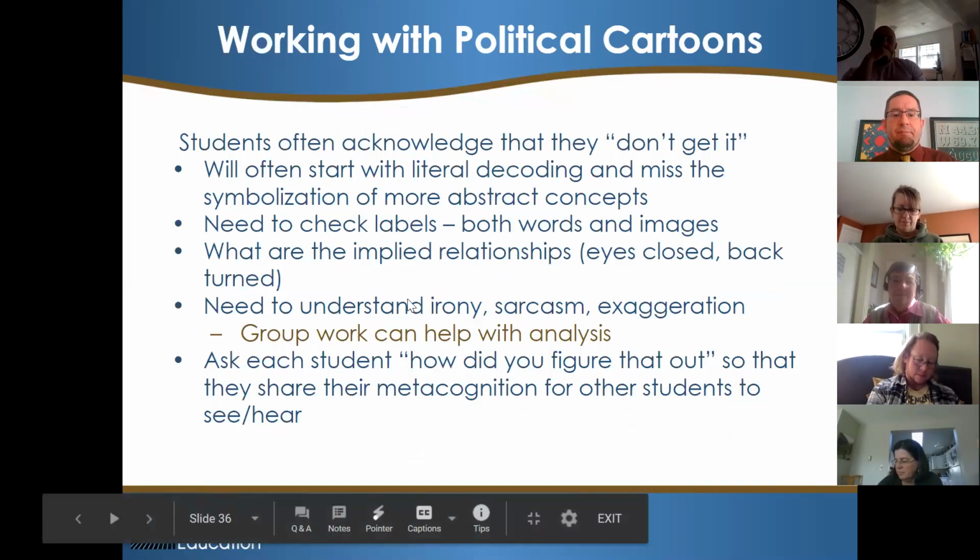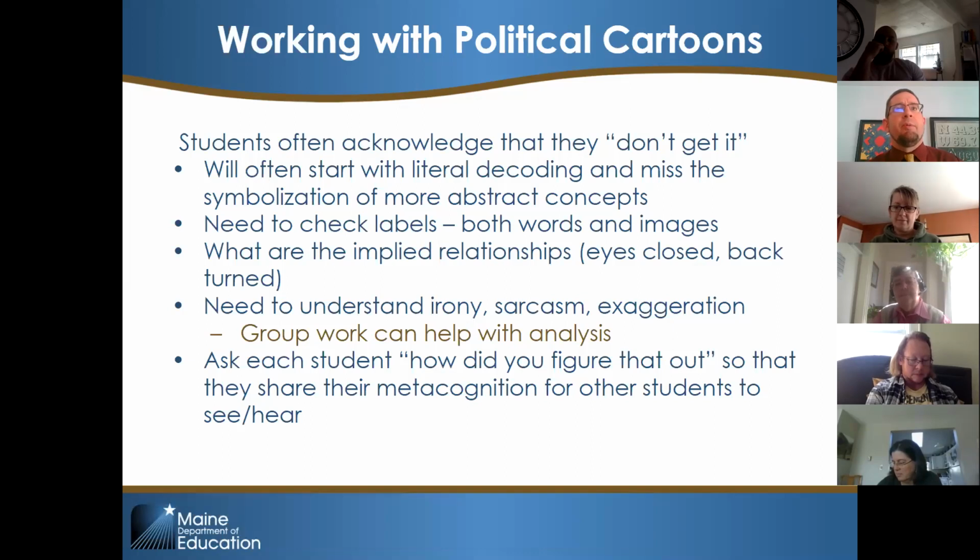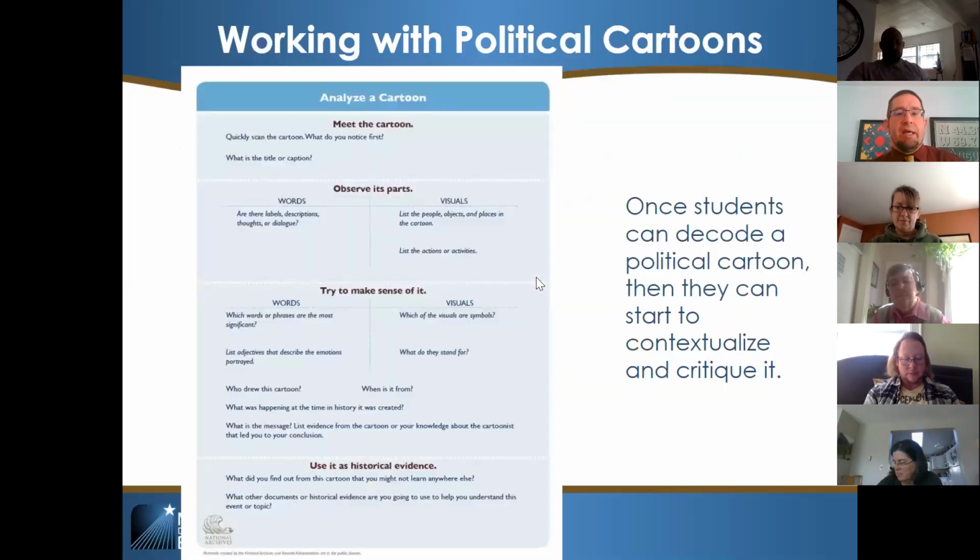Right, so you have to understand the sarcasm, the irony, what's being exaggerated, what's not being exaggerated, what the images mean. And if kids start to talk about some of that stuff, say, okay, well, Sonia, tell us more about how you thought about that. Why did you start to think about what might be on the tablets is the cautionary piece? Have kids think through it because there are so many layers.